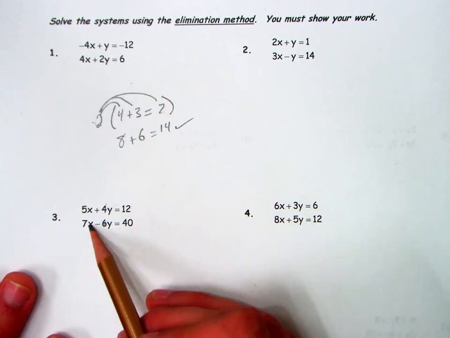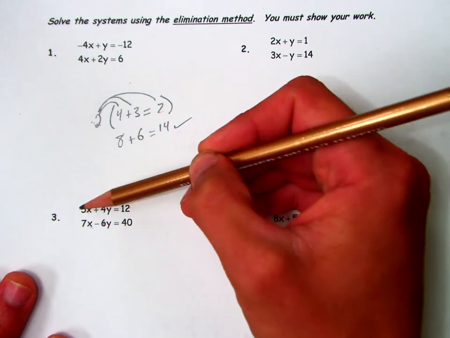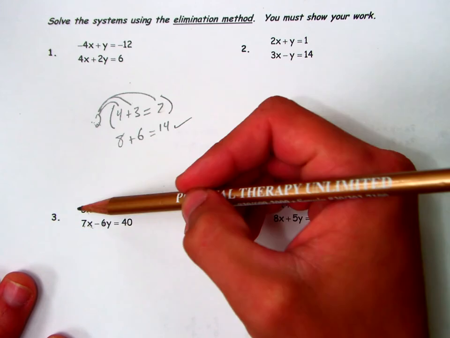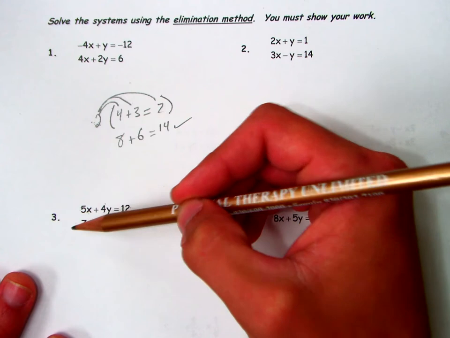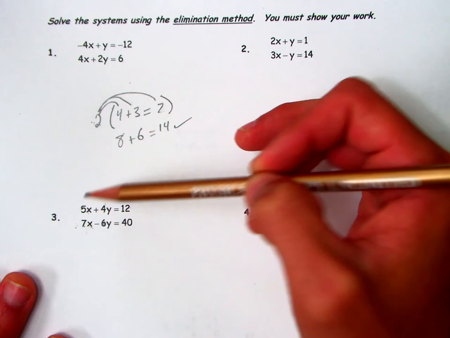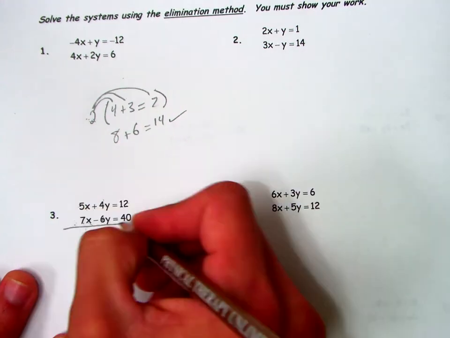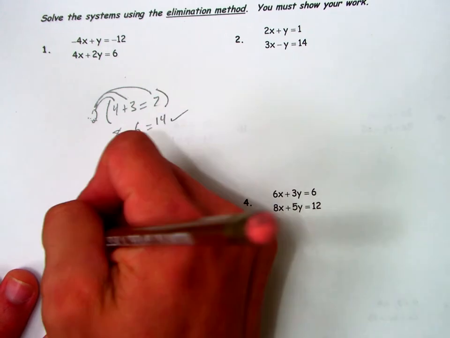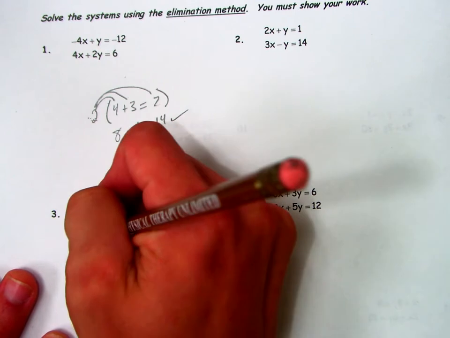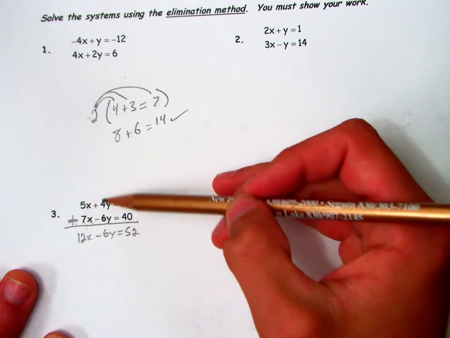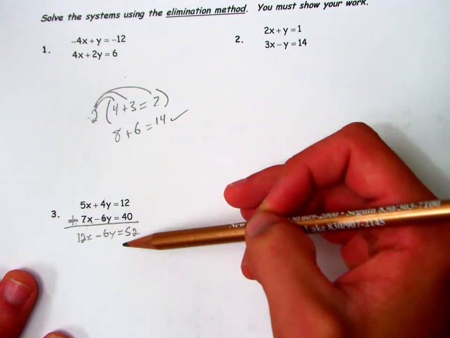If I wanted to cancel out the x's, I'd multiply the top one by 7 and the bottom one by negative 5. So when I multiply the top by 7, it'd be 35x, and when I multiply the bottom by negative 5, it'll be negative 35x. And when I add them together, they'll cancel out. Let me show you real quick, before I actually multiply by anything. If I added them together at the moment, I'd end up with 12x minus 6y equals 52. This is what I mean by adding them together. Add the x's, add the y's, add the numbers, but this doesn't do me any good.